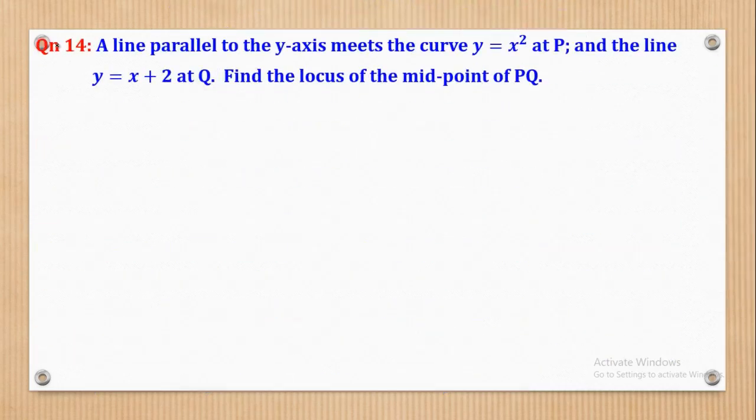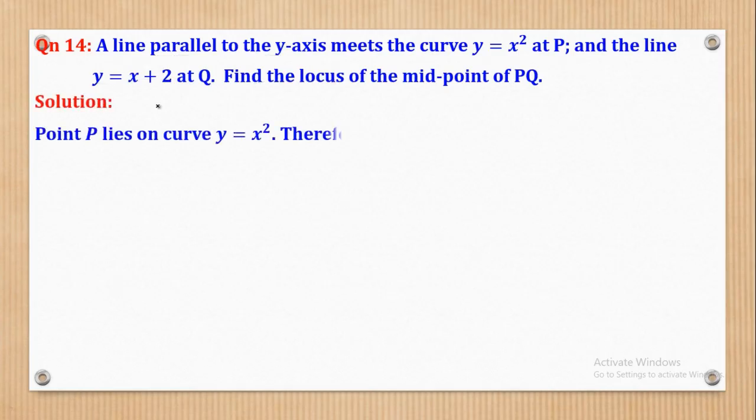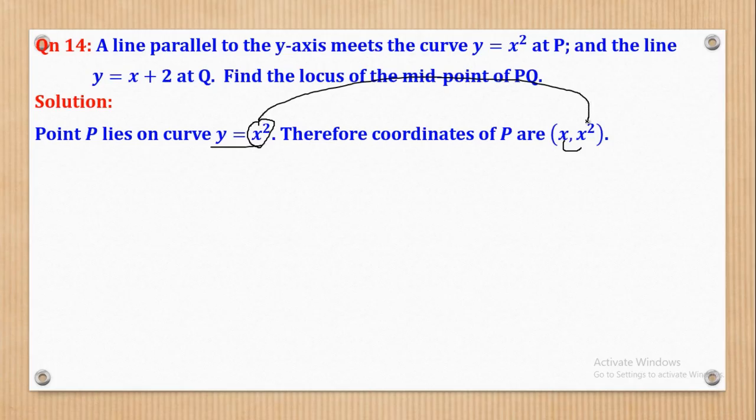So now we shall go to question 14, which says a line parallel to the y-axis meets the curve this at point P and the line this at Q. Find the locus of the midpoint PQ. So point P lies on the curve this. That implies that the coordinates of P will be x, x squared, because it would have been xy, but we already know that y is equal to this. Therefore instead of putting y, I'll put the x squared.